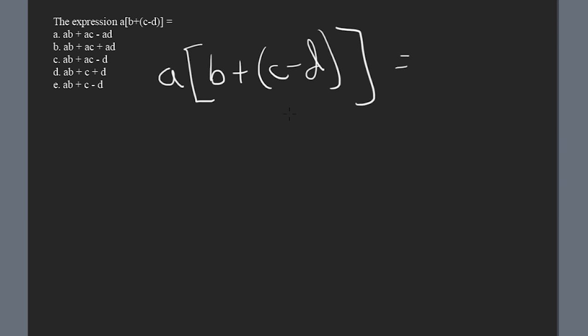The expression A times (B plus C minus D) is equal to what? Looking to simplify. This is simplified here, so I'm going to bring it down. This is C minus D. And there's nothing being multiplied in to that, so I'm going to just bring down the plus B out here as well.